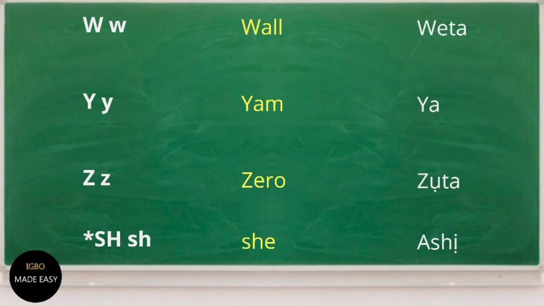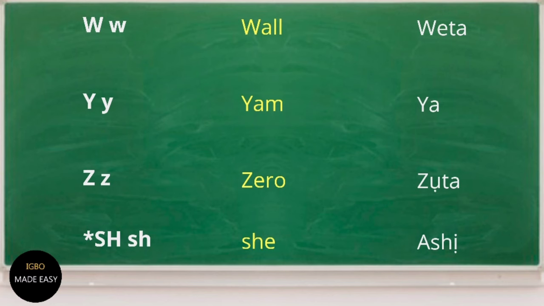It's a regular Z sound in English, like zero, zinc, you know. Zebra is a regular Z sound in English. That's the sound it makes. So here we have zota.